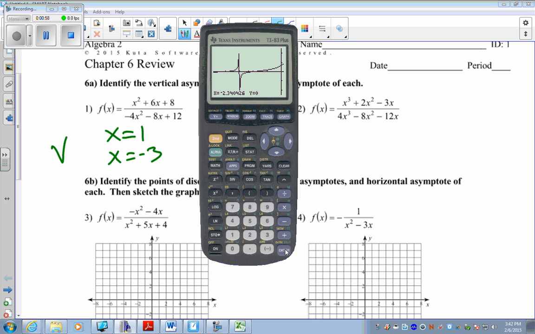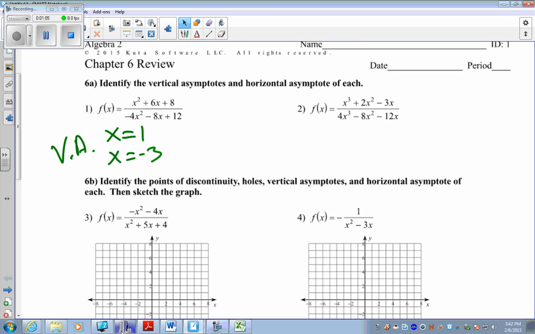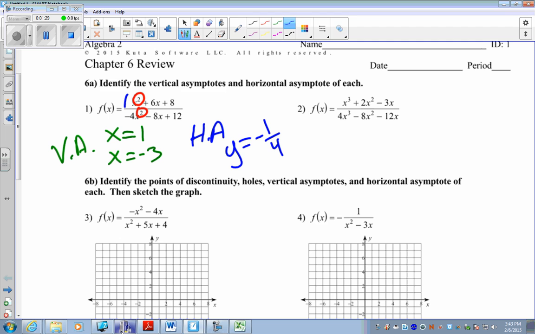These are vertical asymptotes. Horizontal asymptotes come from the equation. I have the biggest exponent of the variable in the numerator is 2 and in the denominator is 2. When this happens, we have the exact same powers. Biggest powers are the same. You use the coefficients. So the horizontal asymptote in this case is y equals, vertical is x equals, horizontal is y equals -1/4. Moving on.